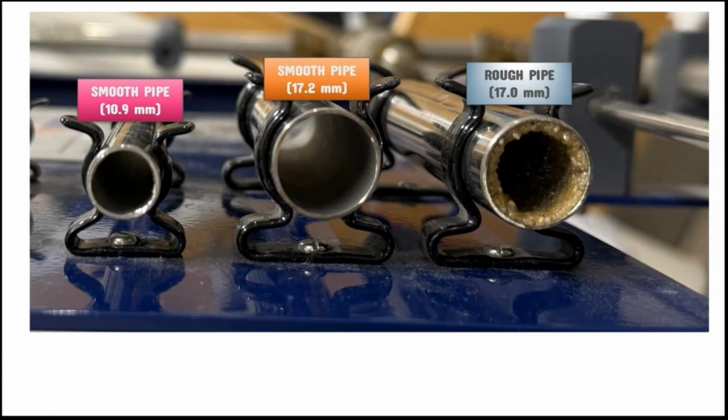And this is a photo showing 2 of the smooth pipes with diameters of 10.9 millimeters and 17.2 millimeters, and 1 rough pipe with 17 millimeters.